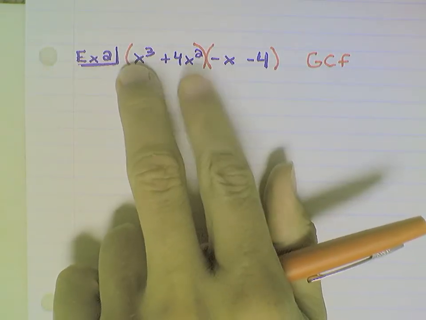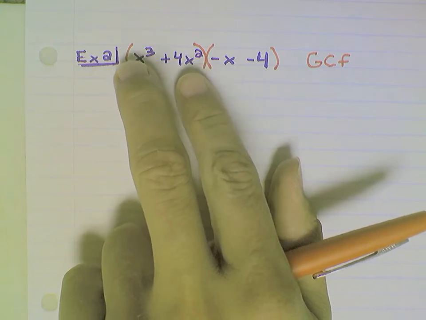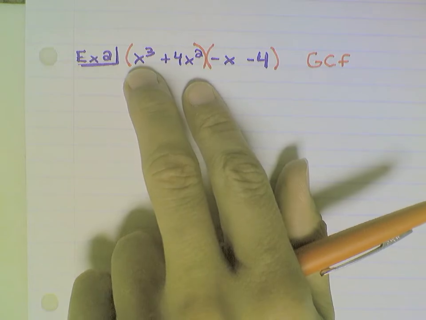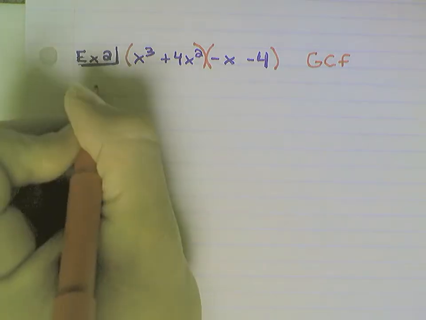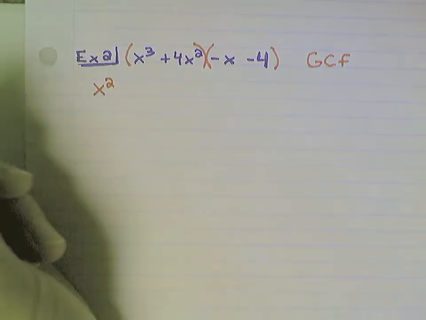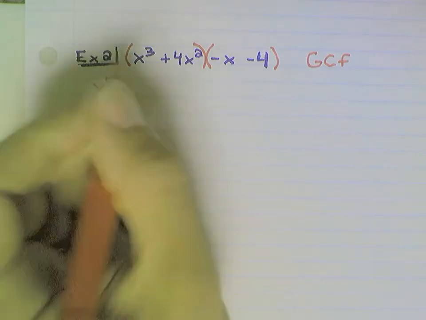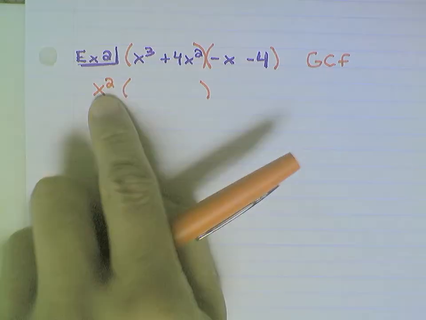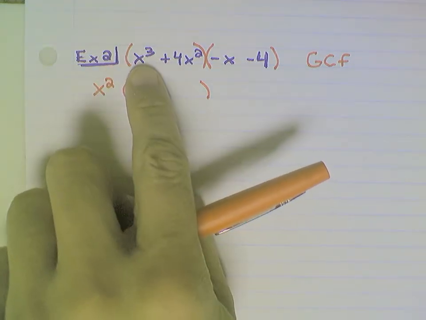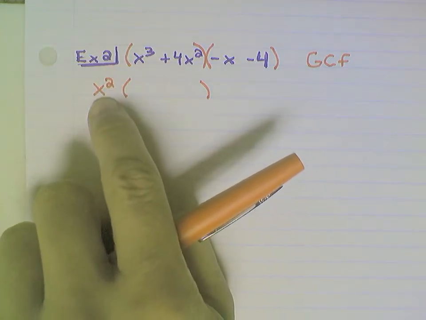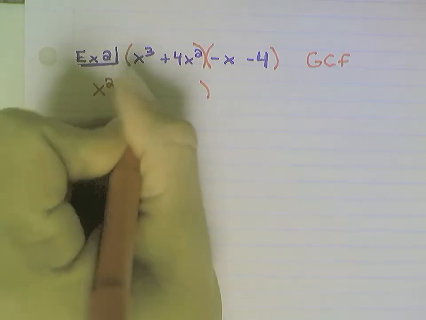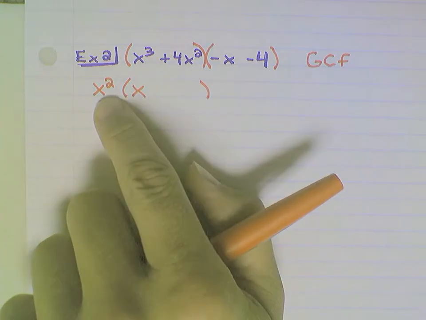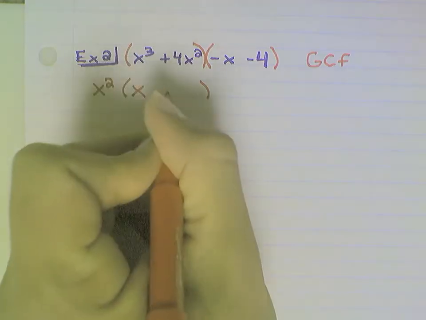So if I look at this first grouping, I want to think about what's the greatest thing that I can divide out of both of them. Right now, I can tell that I can divide out an x squared from both terms. And then I want to write in the parentheses what's left over when I divide out the x squared. So x to the third divided by x squared just leaves me with an x. And then positive 4x squared divided by x squared just leaves me with a positive 4.